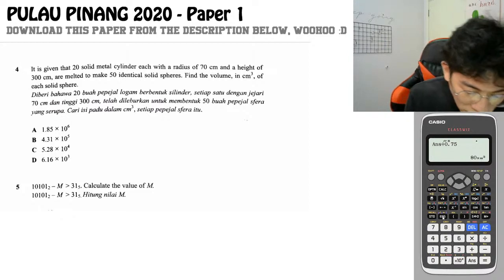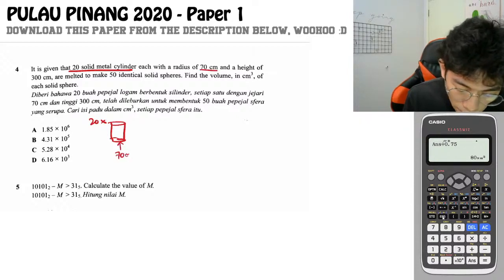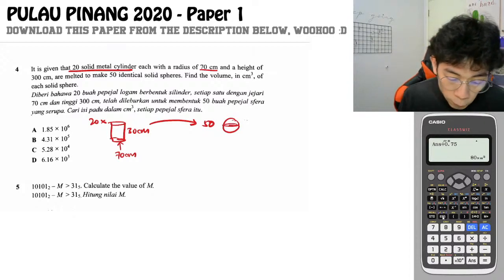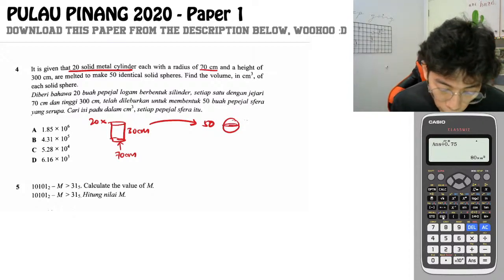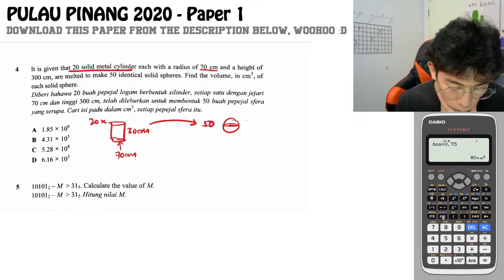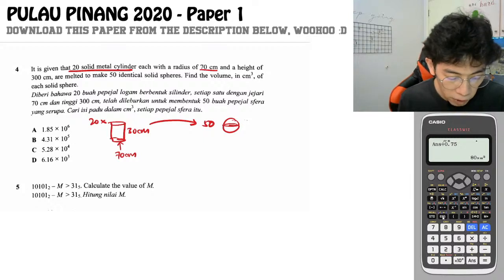It's given that 20 solid metal cylinders, 20 of them, each with a radius of 70 cm, so this is 70 cm, and a height of 300 cm, is melted to make 50 identical solid spheres. Okay, find the volume in cm cube of each solid sphere. Wow, looks like there are 2 volumes, guys. But whether you need the formula or not, I'm not sure.